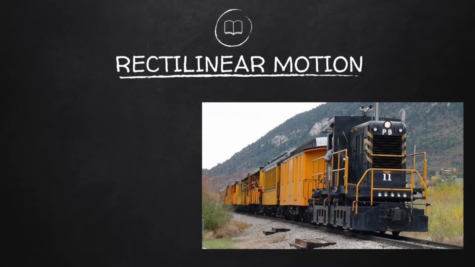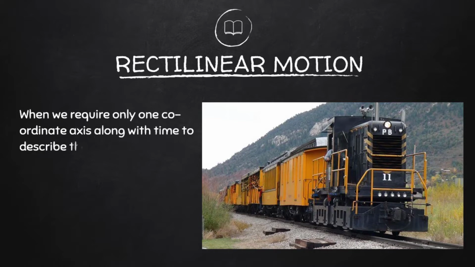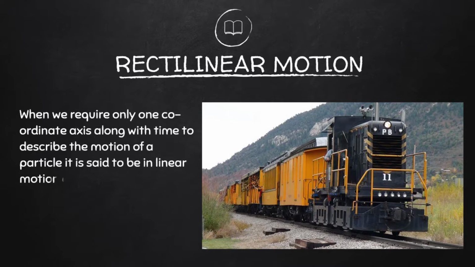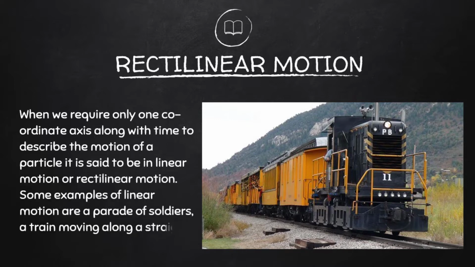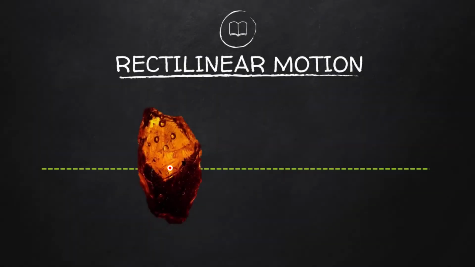In this video, we will learn to apply the principles of dynamics to solve problems involving rectilinear motion with no acceleration, rectilinear motion with constant acceleration, and free-falling bodies. When we require only one coordinate axis along with time to describe the motion of a particle, it is said to be in linear motion or rectilinear motion. Some examples of linear motion are a parade of soldiers, a train moving along a straight path, and many more.